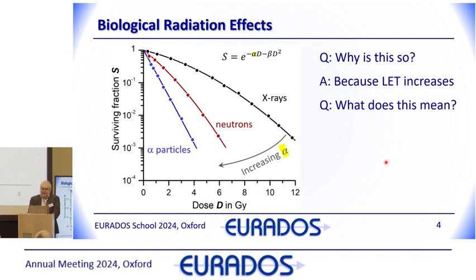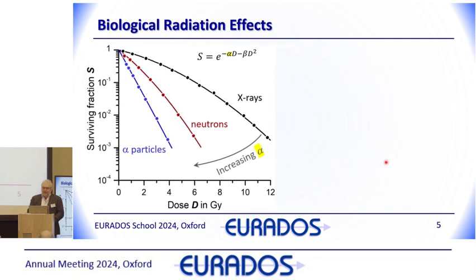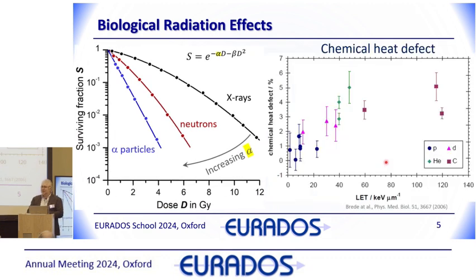And what does this mean? It basically means that you have a higher ionization density. And where does this actually show up? What are the results of this? Of course, you can say the biological effect is where it shows, but in fact, it shows at a more elementary level. It shows up at this early stage of radiation interaction in the form of the so-called chemical heat defect. And I will now shortly explain what this chemical heat defect is about.